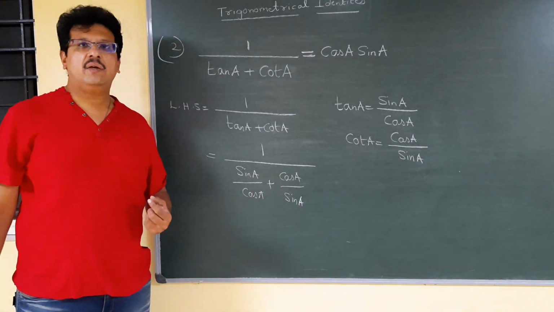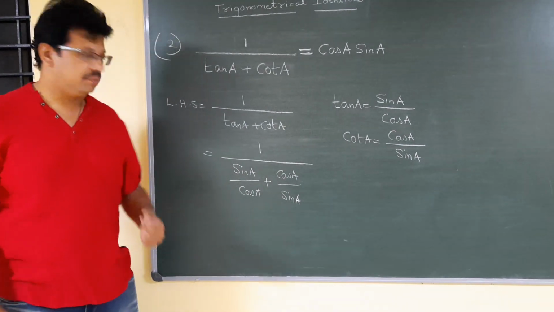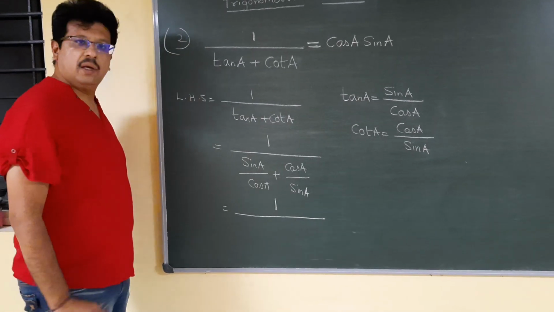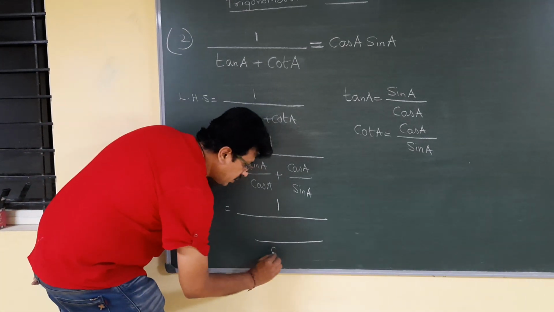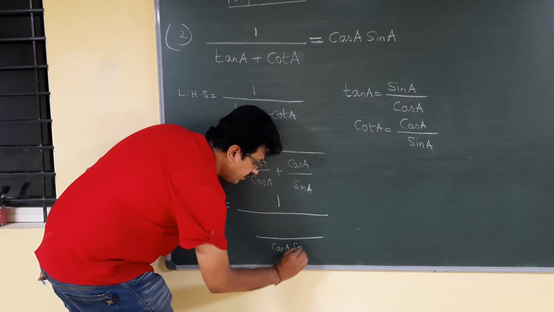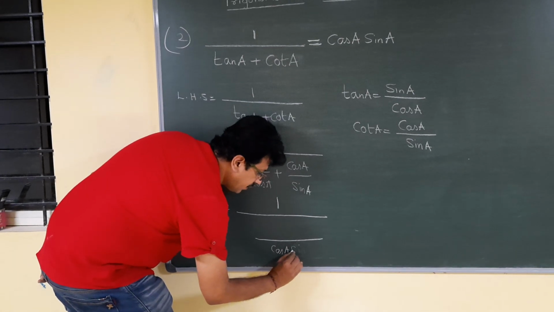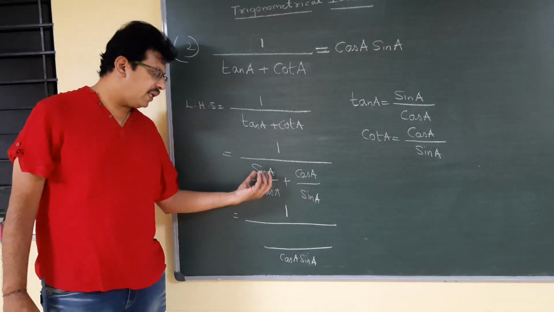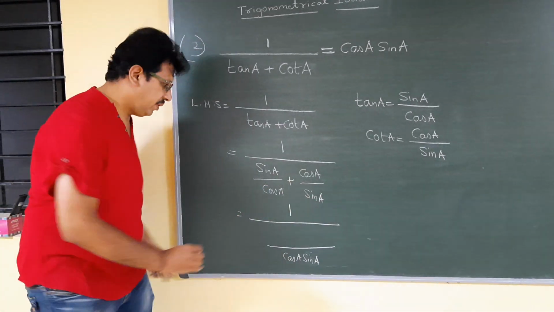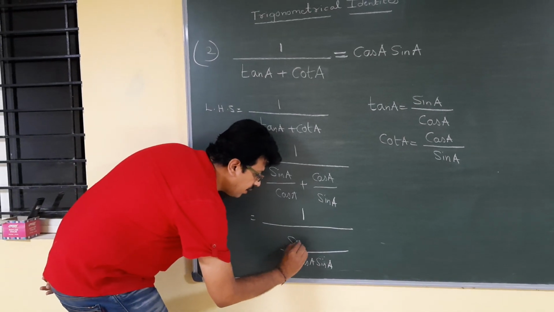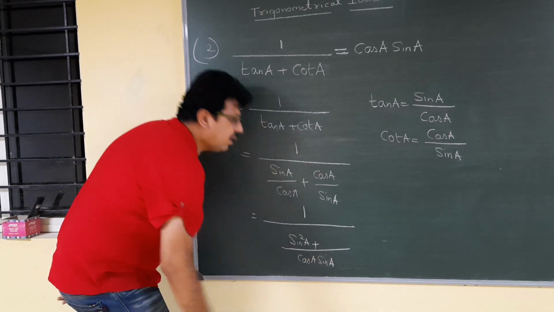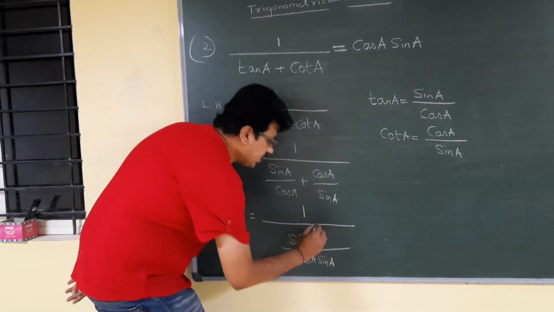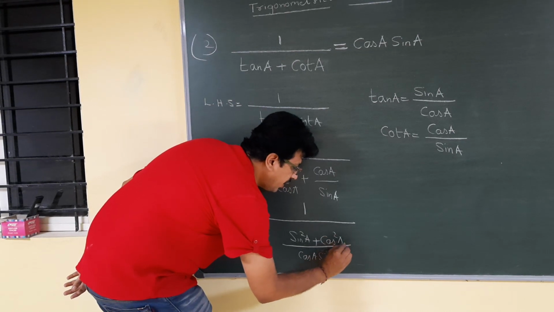After this, you should go to the next step: since the plus sign is there, we should take the LCM. So what is the LCM? All of you should be knowing very well about this. The LCM is cos A into sin A. You should know that LCM properly. Sin A into sin A is sin square A. I am just taking the LCM concept, children. Cos A into cos A is cos square A.